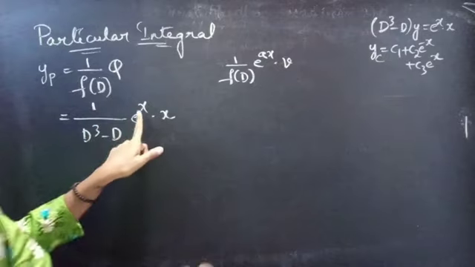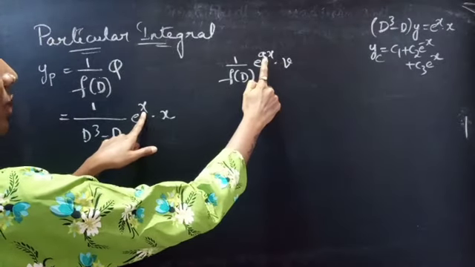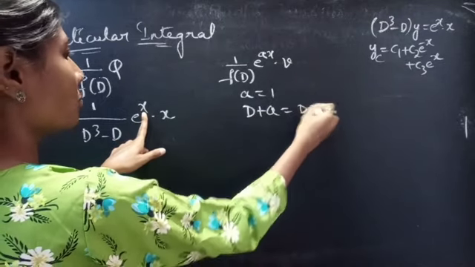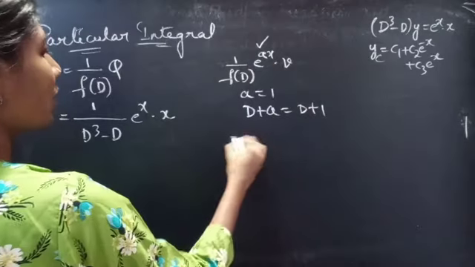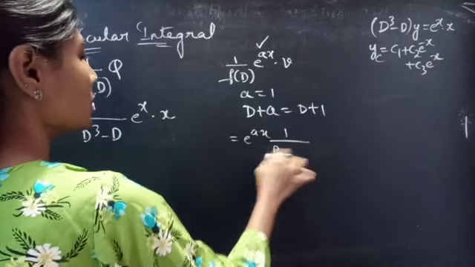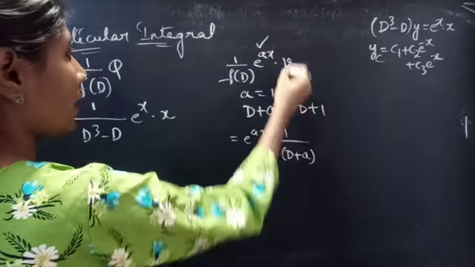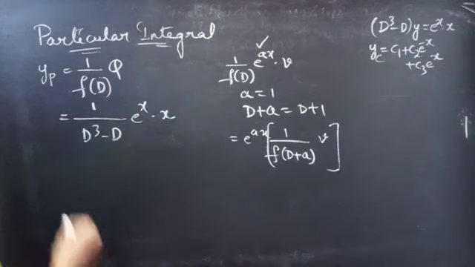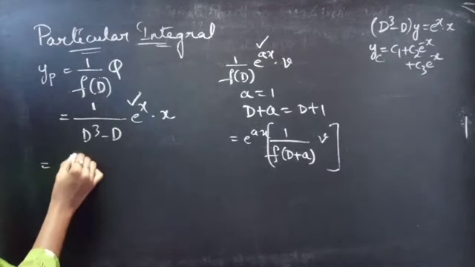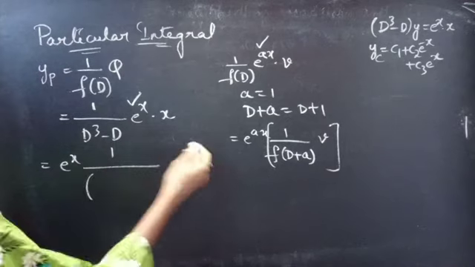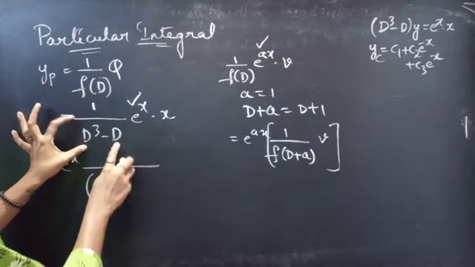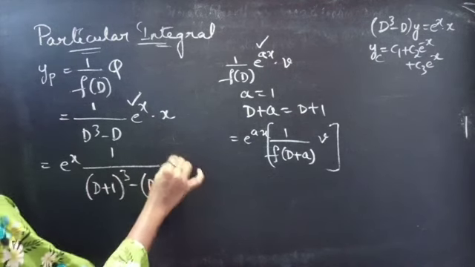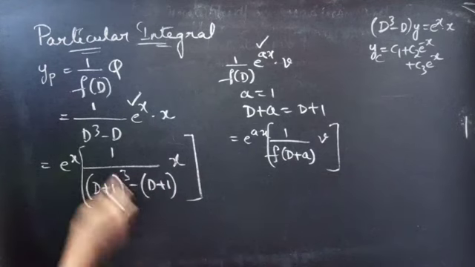Now compare this with it: compare e power x with e power ax, and for a equals 1, we need to find D plus a, which equals D plus 1. Later, we'll shift e power ax towards the left by replacing D with D plus a, and later we'll operate V with 1 by F of D plus a, right? Now let's shift e power x towards the left, we'll get 1 by F of D plus 1, right? We need to replace D with D plus 1, into x, right?